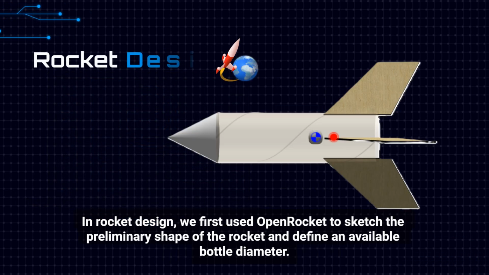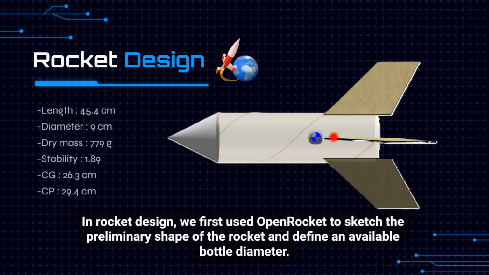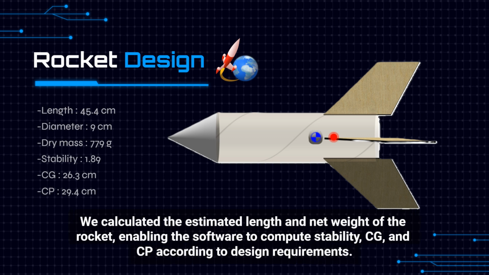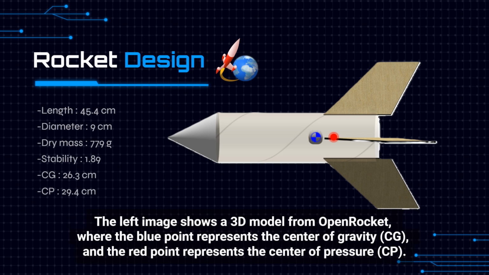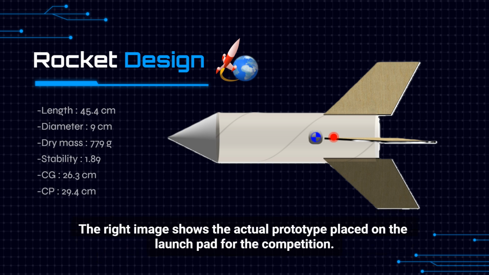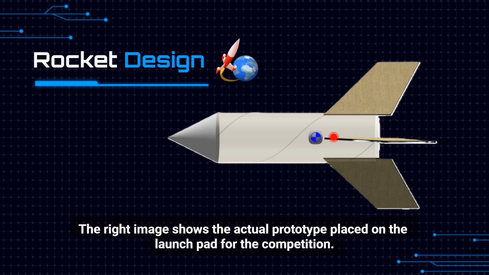In rocket design, we first used OpenRocket to sketch the preliminary shape of the rocket and define an available bottle diameter. We calculated the estimated length and net weight of the rocket, enabling the software to compute stability, CG, and CP according to design requirements. The left image shows a 3D model from OpenRocket, where the blue point represents the center of gravity, CG, and the red point represents the center of pressure, CP. The right image shows the actual prototype placed on the launch pad for the competition.